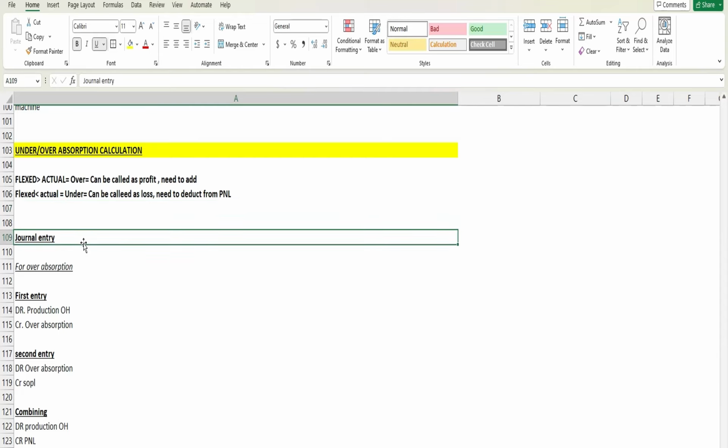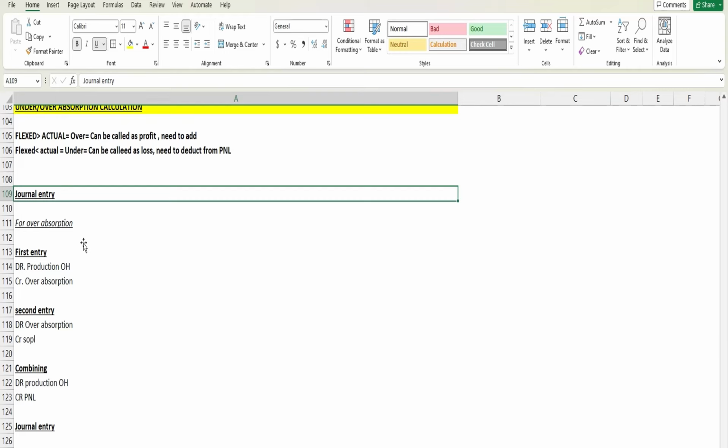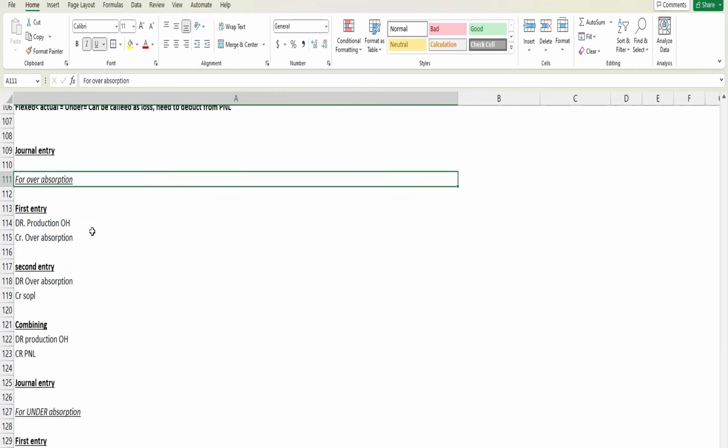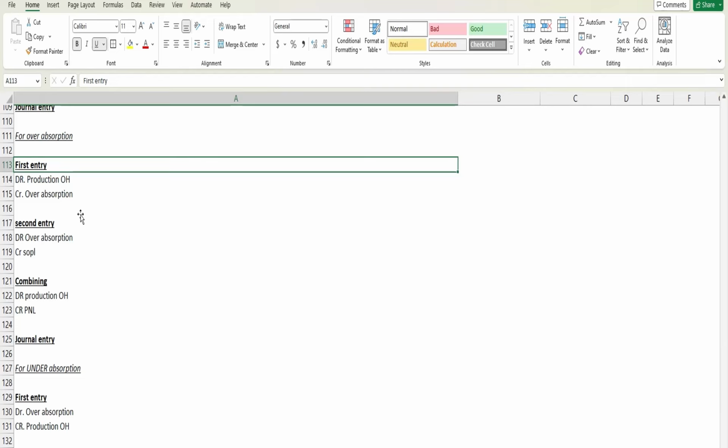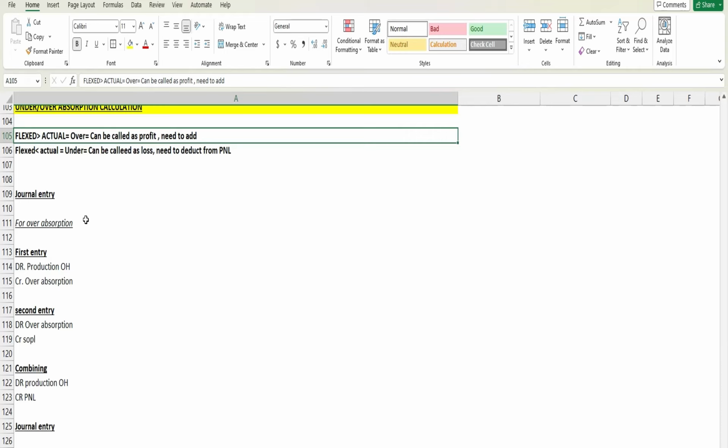Now let's talk about the journal entry. First of all, for absorption costing, over absorption occurs, as I said, when the overhead charged to production is higher than the actual overhead cost incurred. That's the same thing I told you, that the flexed cost is more than the actual one. So when the overhead charged to production is higher than the actual overhead, in that case over absorption of overhead has occurred.